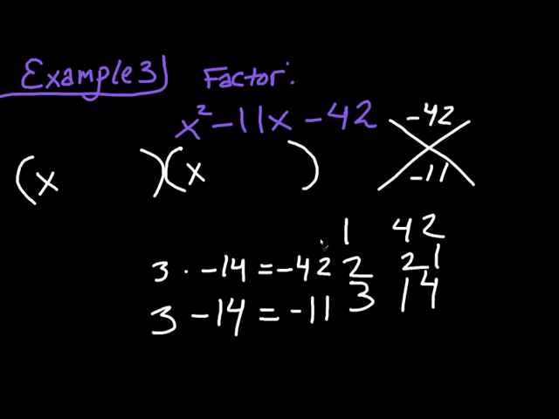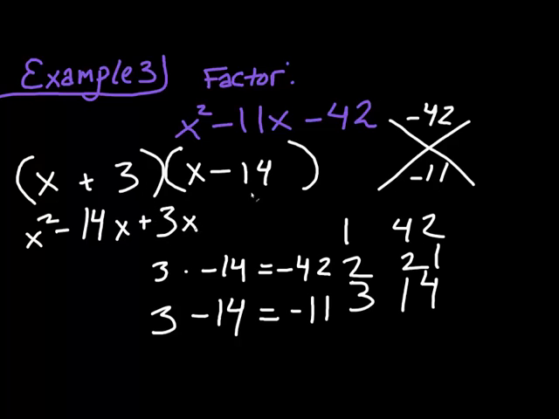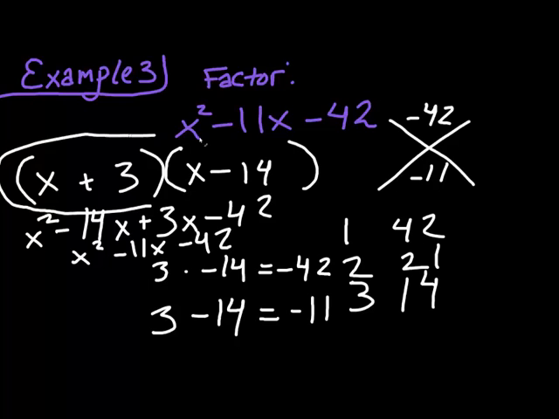Okay, guys, so it looks like we've got our numbers, positive 3 and negative 14. And I'll go ahead and FOIL this out just to check it. First, outer is negative 14x. Inner is plus 3x. And the last is negative 42. We get x squared minus 11x minus 42. Okay, guys, so we know that that is for sure correct.